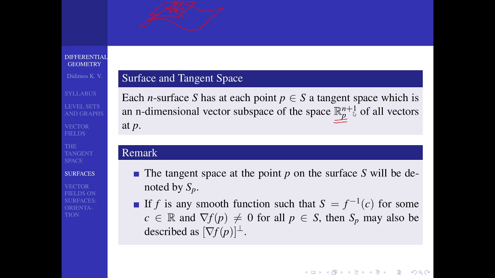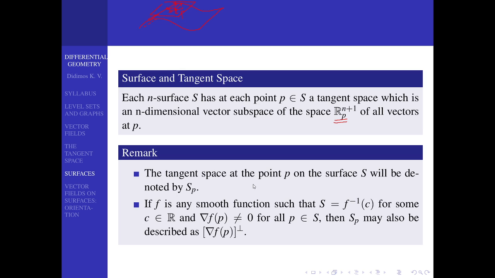So this is what we call tangent space, which is an n-dimensional vector subspace of the space R^(n+1). Likewise, the tangent space at a point P in the level set, you can construct the tangent space of a point P on a surface. Okay, so these are the remarks.